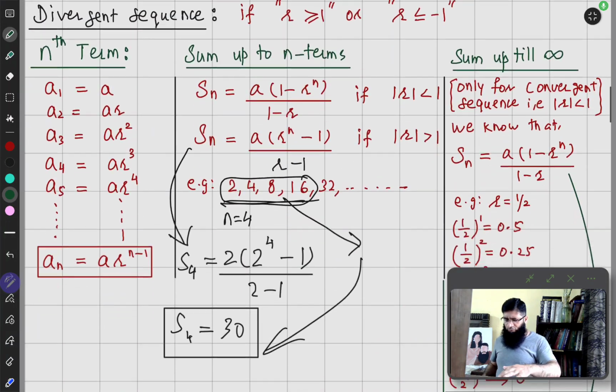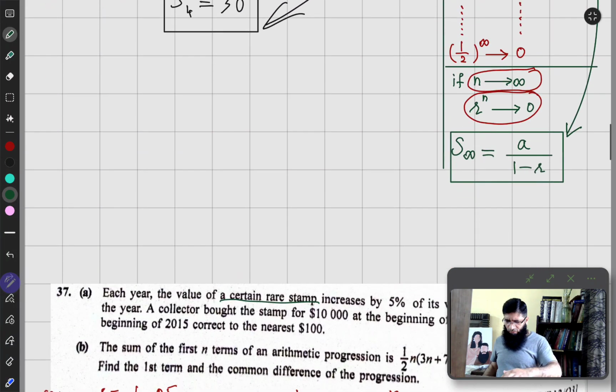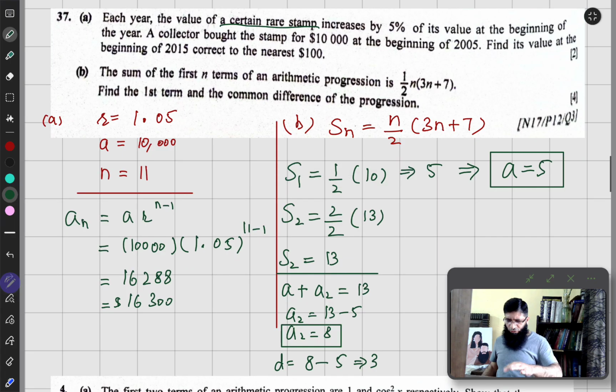All right, now we will solve some practice questions of arithmetic and geometric progression. Look at this question. It is given in the statement that each year the value of a certain ramp increases by 5%, and the initial value is $10,000 in the beginning of 2005, and you are supposed to find the value at the beginning of 2015.